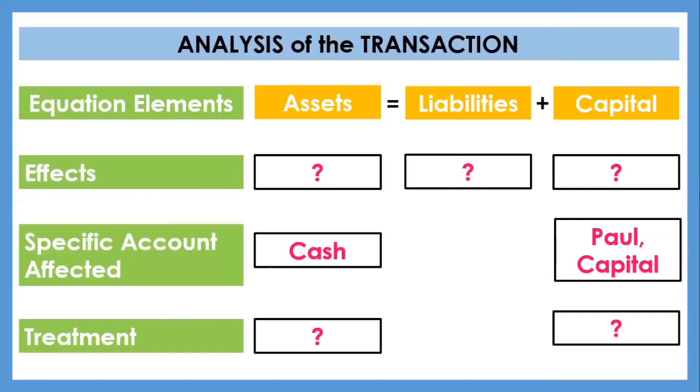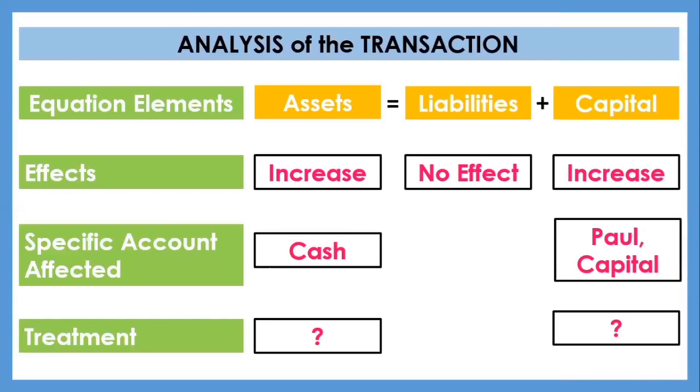Now, the second step in analyzing the transaction is to determine the effect of each account towards our assets, liabilities, and capital. So in this case, our cash will increase our assets since basically the company received 100,000 pesos in cash. On the other hand, there will be no effect on the liabilities. And lastly, it will increase our capital since Paul, the owner, invested money into the business. Now, this ends our second step.